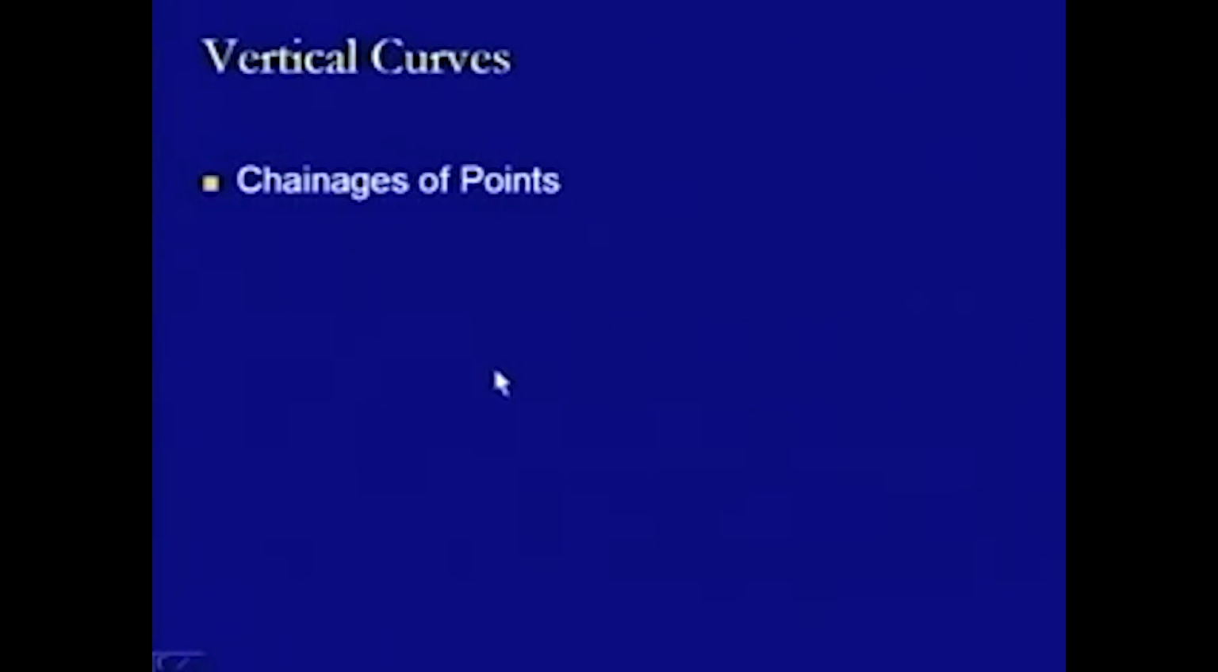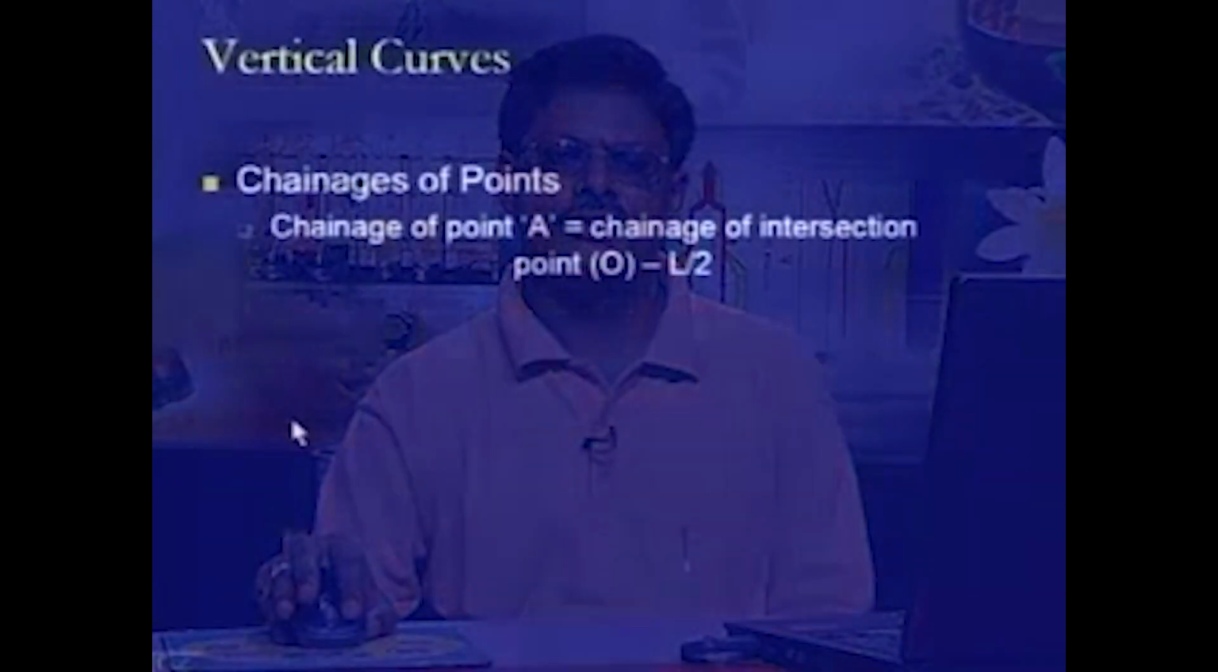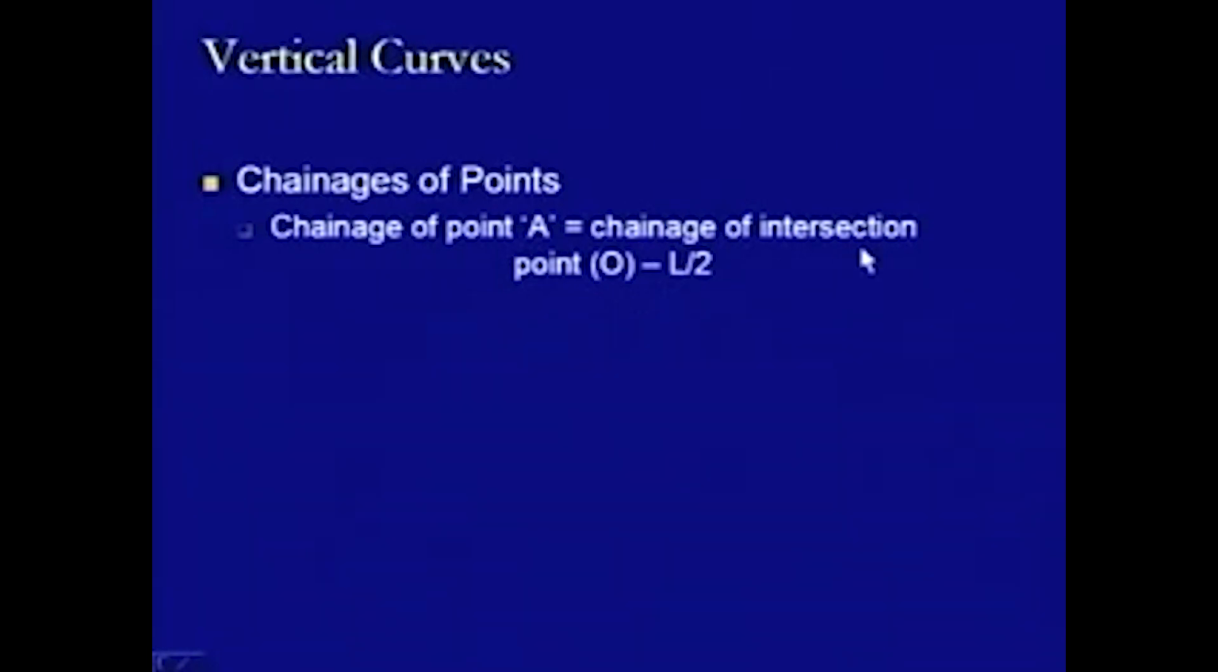Now in the case of a vertical curve, we have to find out the chainages and the RLs of the different points, and this is how we do it. The chainage of point A, that is the first tangent point, is the chainage of the point of intersection, that is O, where the two gradients are cutting each other, minus L by 2, where L is the length of the curve. We do this because the apex is falling at the half of the length of the curve, which is the property we have already seen. Using that property, we find the chainage of point A.